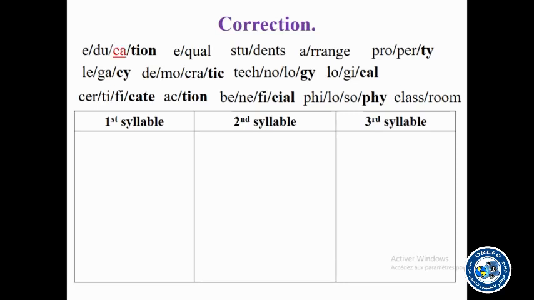Education. It's the syllable before tion, so let's count. It is not on the first syllable, it is not on the second, but it is on the third syllable. Equal. It's an adjective. And we said that most of the two-syllable adjectives are stressed on the first syllable, so we're going to put it in this column. Students is a noun, so the stress is on the first syllable. We put it in the same column.